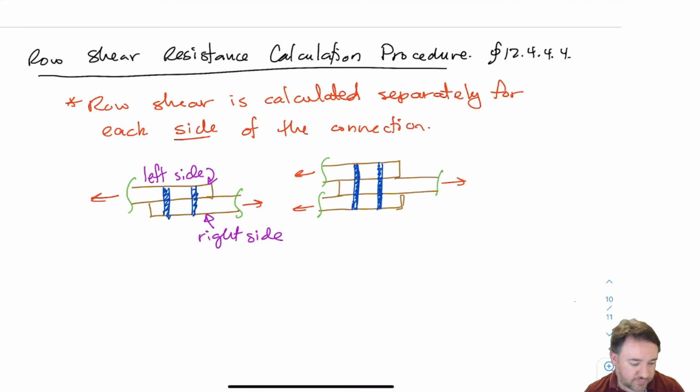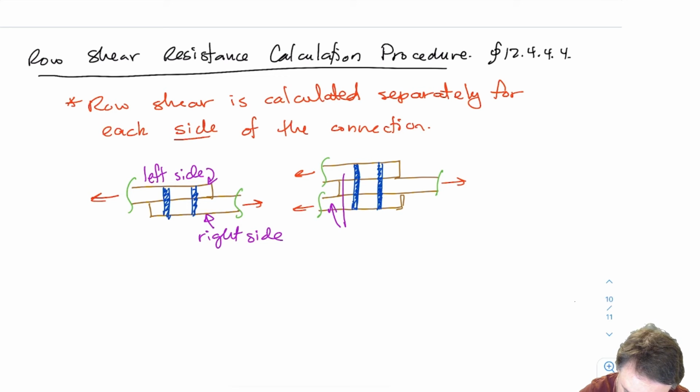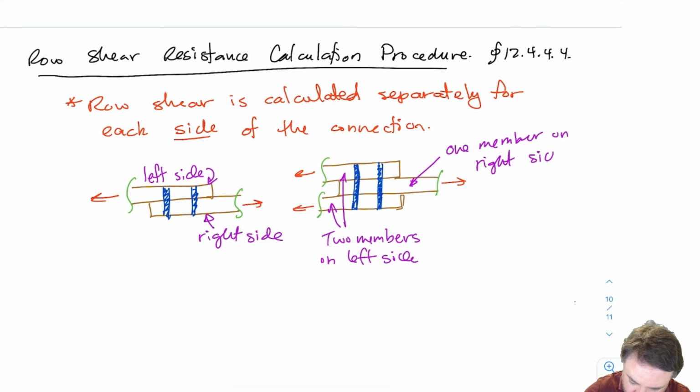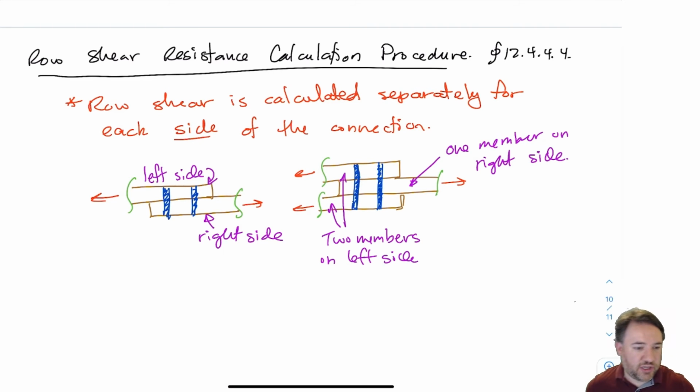For a three-member connection, which is the one that I was looking at with the book in between, or my hand in between, I have two members on my left side and only one member on the right side. So for the left side row shear resistance, I'm going to find the row shear for each of those members on the left and then add them together to get the total row shear resistance for the left side of the connection. If those two are the same members, then I can calculate row shear for one of them and then multiply it by 2, because I'll have double the strength if I have double the members. Double the members, double the fun.